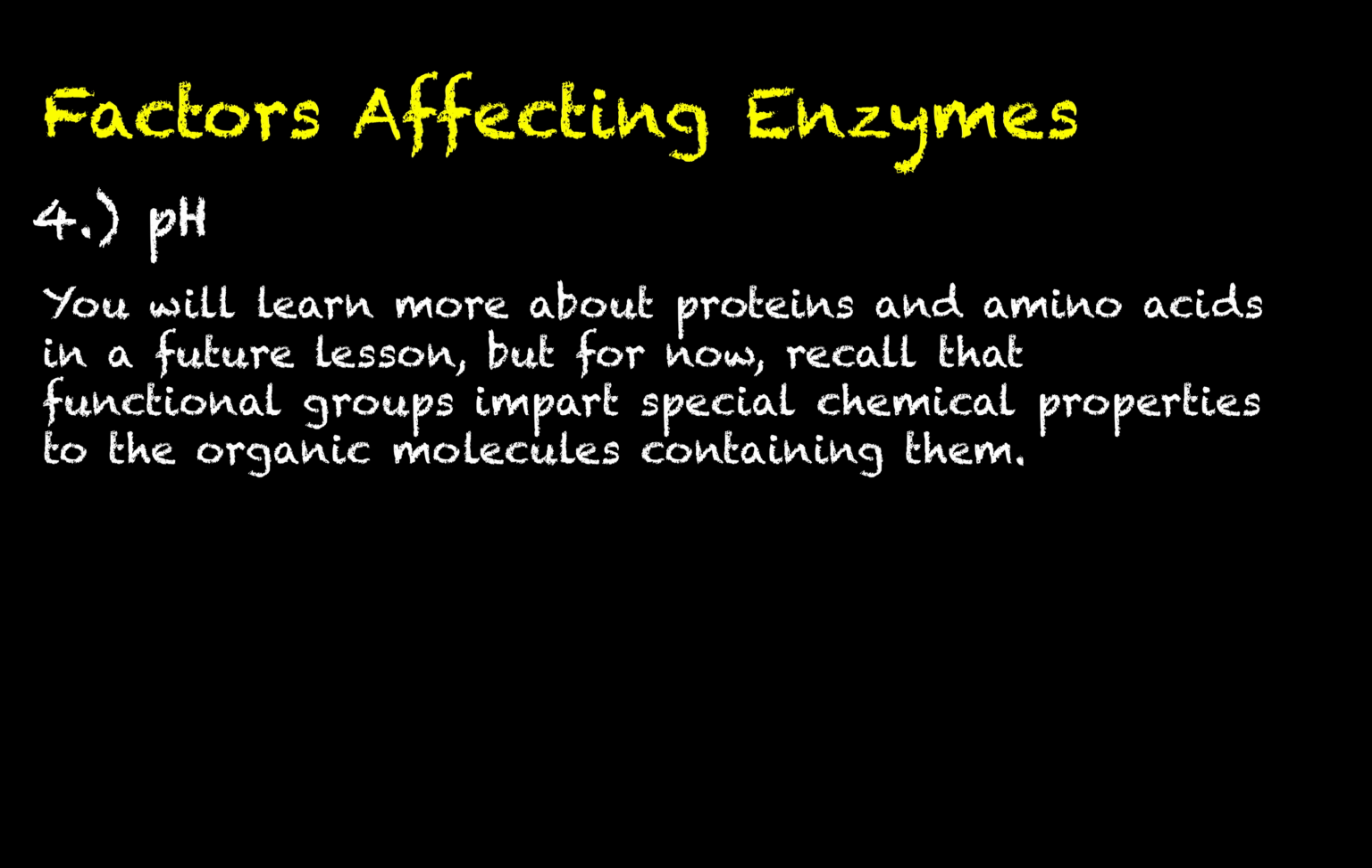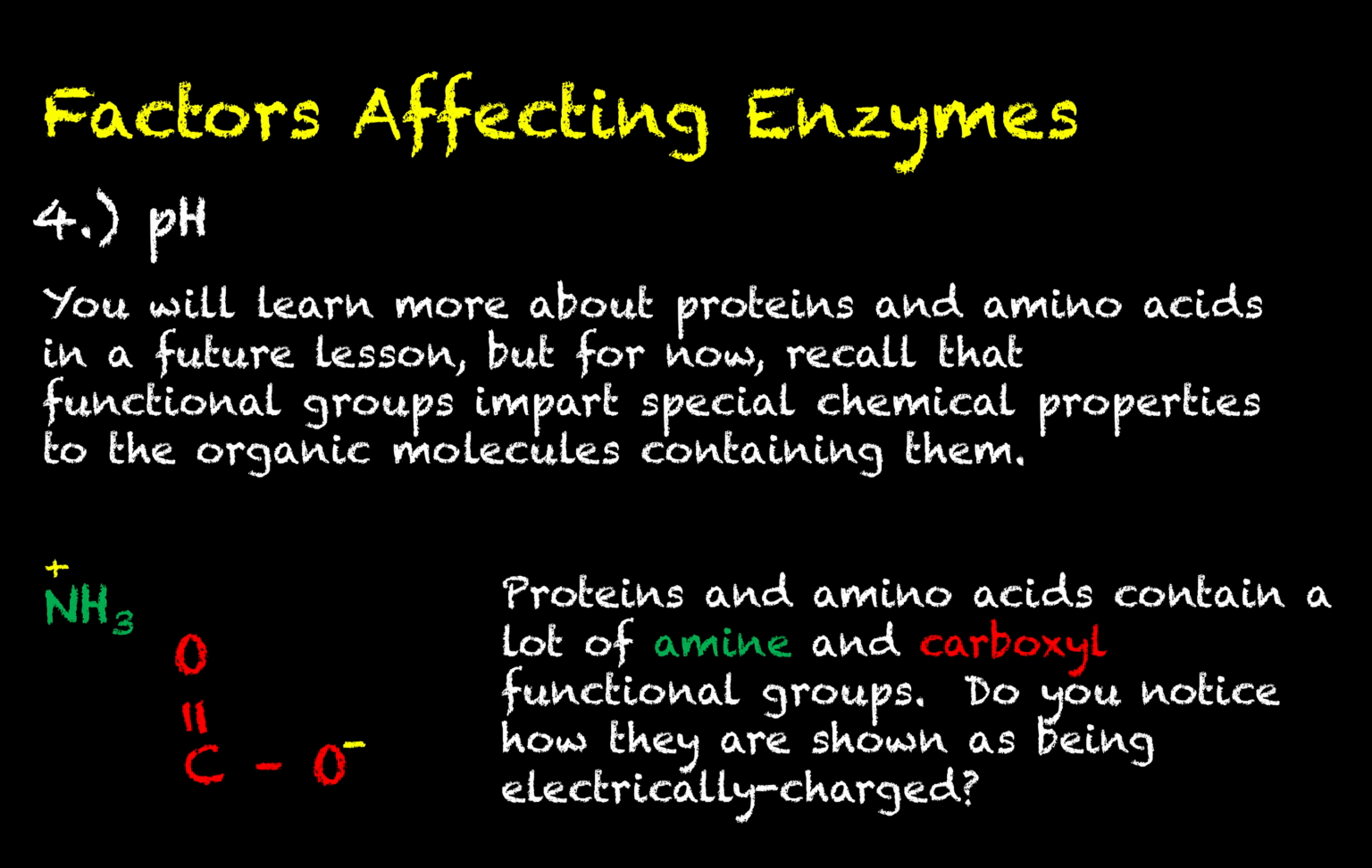So as far as why enzymes have pH preferences, in a future video you're going to learn more specifically about proteins and amino acids and how proteins come together and fold. But for now, go ahead and recall that functional groups impart special chemical properties to the organic molecules that contain them. We talked about that in the previous video. So proteins and amino acids contain a lot of amine and carboxyl functional groups. Remember, we said that amine and carboxyl functional groups are electrically charged, but that is dependent on the pH value. Here you can see that both the amine, the NH3, and the carboxyl, the COO, are shown as being electrically charged, where the amine is positively charged and the carboxyl is negatively charged.